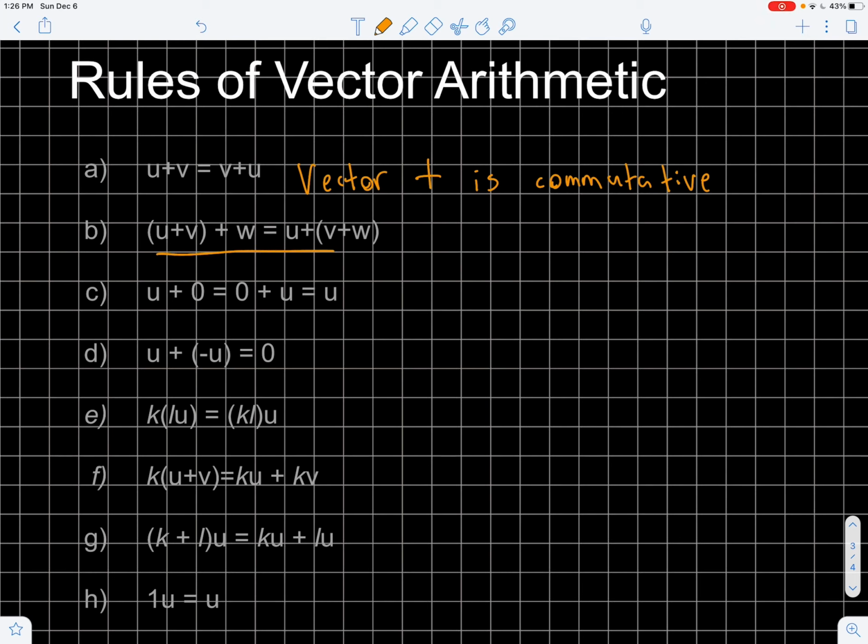So, this one right here, vector u plus vector v, then adding vector w, is the exact same as adding vector u to vector v added to vector w. Meaning that vector addition is associative. Groupings do not matter if they're all addition.